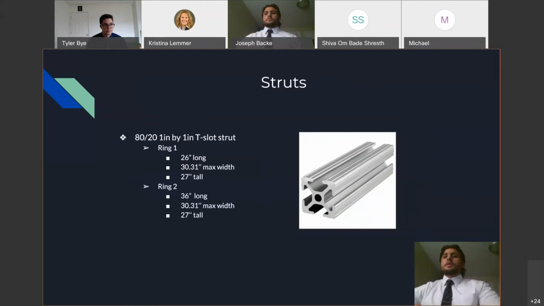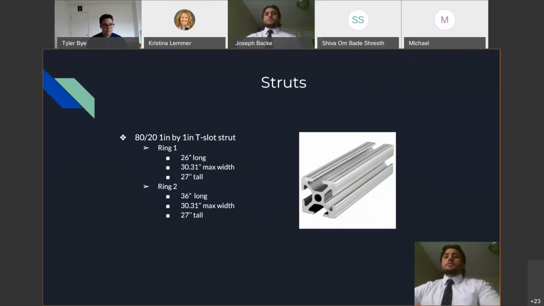Due to the design constraints listed above, the design must fit within the large vacuum chamber located in the ALPE on-campus laboratory. The decision was to change the 6-ring design, formerly used by AFRL, into a 2-ring design. Ring 1 would be 26 inches in length with a hexagonal design, and the hexagonal design would have 6 strut pieces measuring 30.31 inches at its widest point and 27 inches in height.